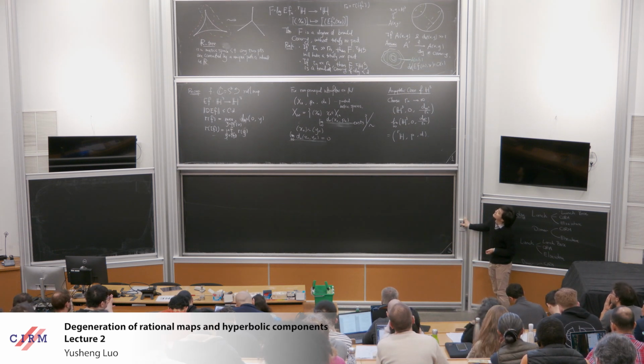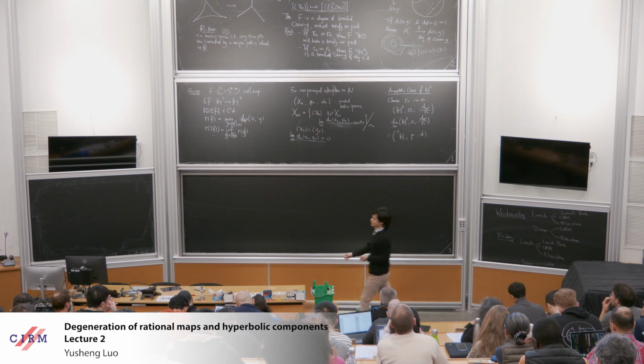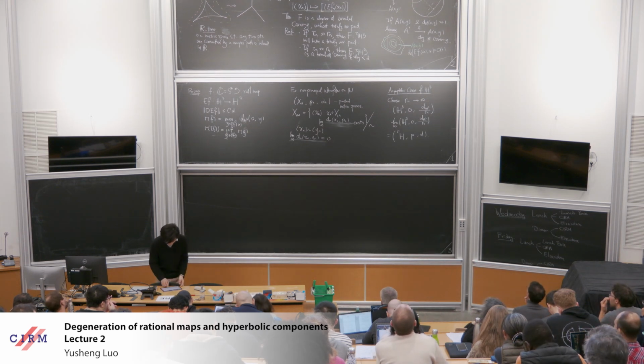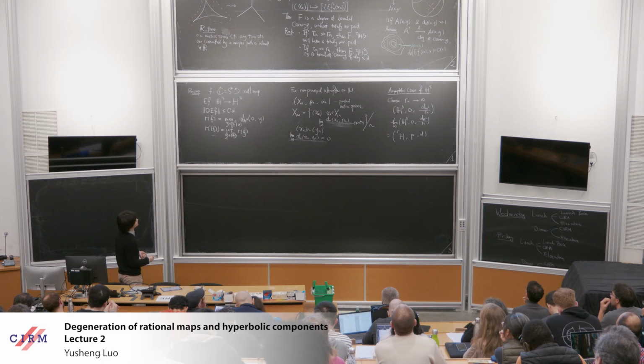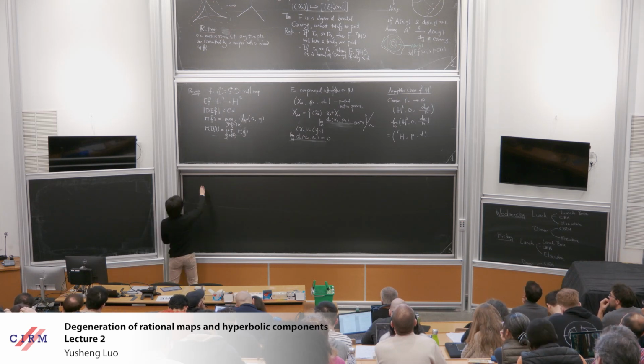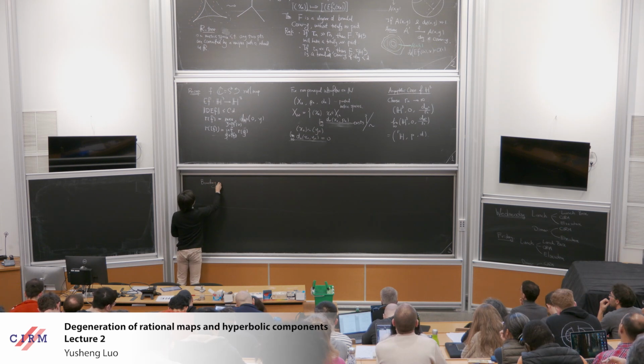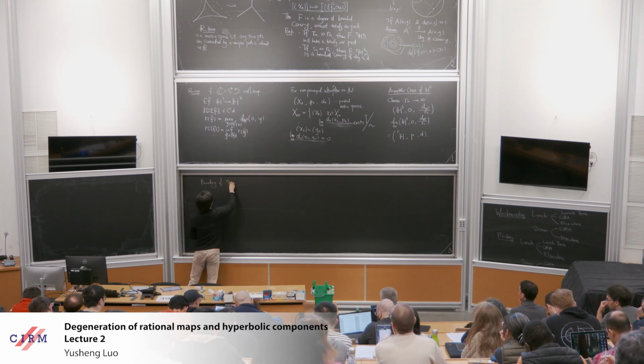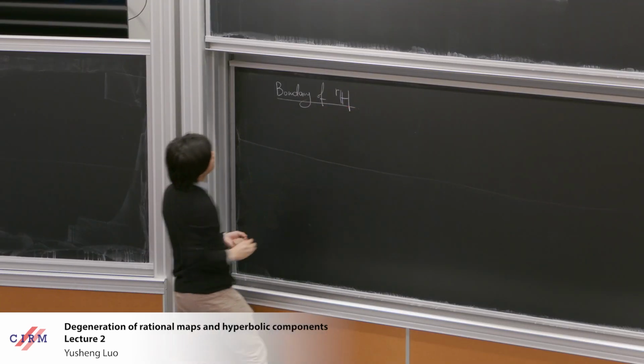So let me try to motivate the algebraic part. Let's try to understand what the boundary of this asymptotic cone looks like.